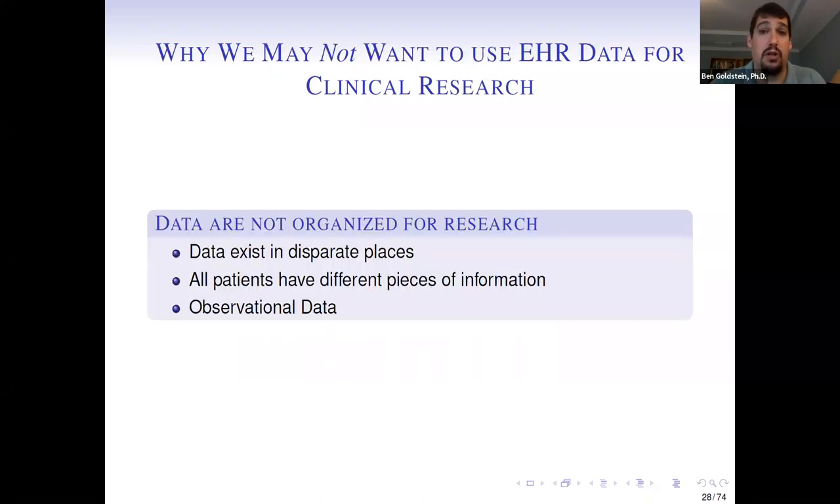Why we may not want to use EHR data for clinical research is again this theme that the data are not organized for research purposes. The data exist in disparate places. All patients have different pieces of information. And the way that I talk about these is that these are your quintessential observational data. In some ways, I call them observational data on steroids, in that if you're not comfortable with the notion of how do I think about confounding biases, selection biases, you can make a lot of mistakes.